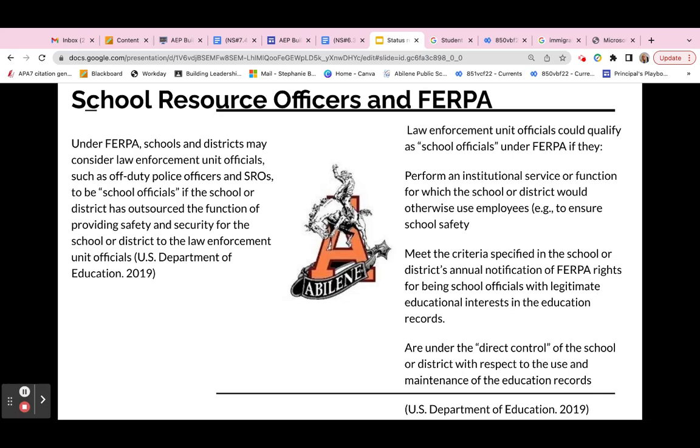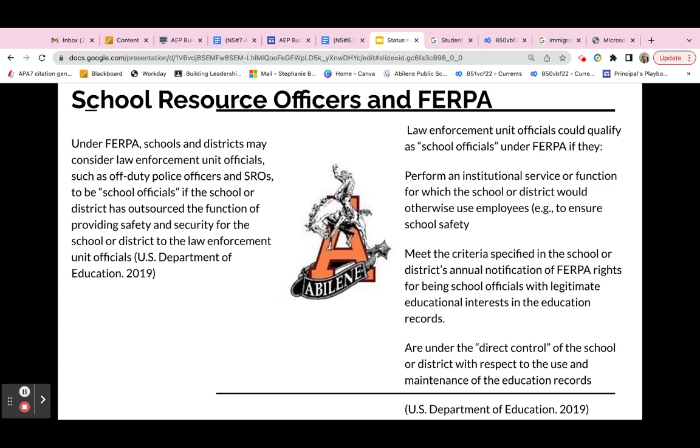So looking a little bit more closely at how FERPA relates to how our school resource officers work with our students and have access to student files. Under FERPA, school districts may consider law enforcement unit officials such as off-duty police officers and SROs to be school officials if the school or district has outsourced the function of providing safety and security for the school or district to the law enforcement unit officials.